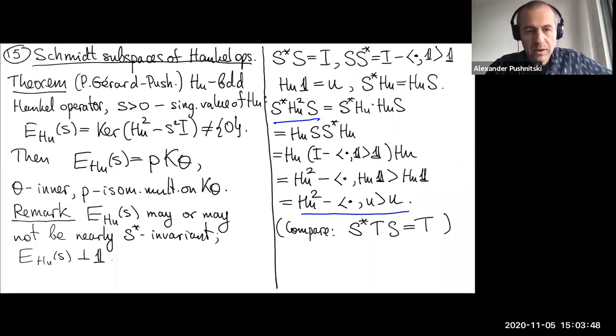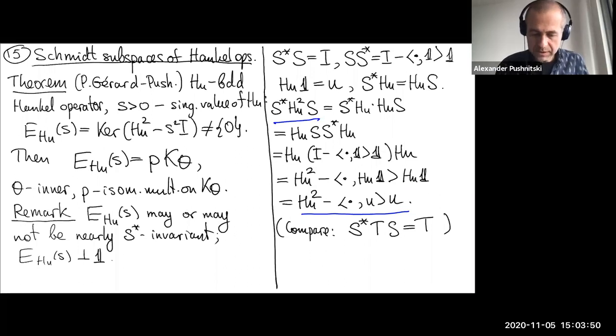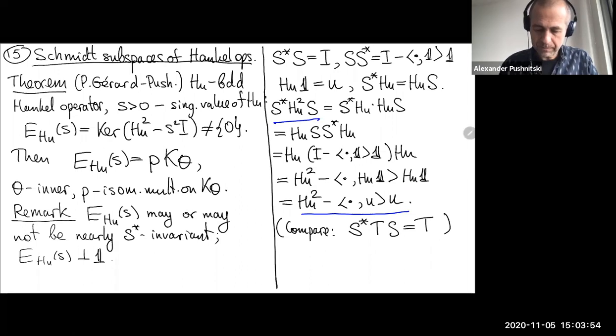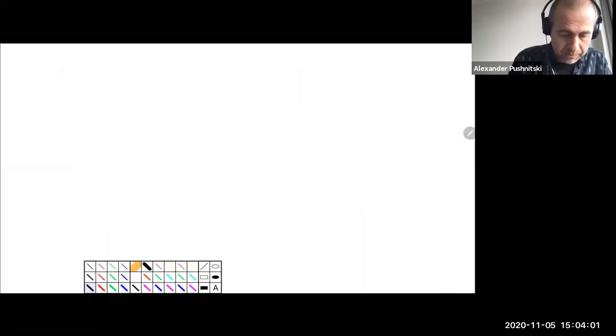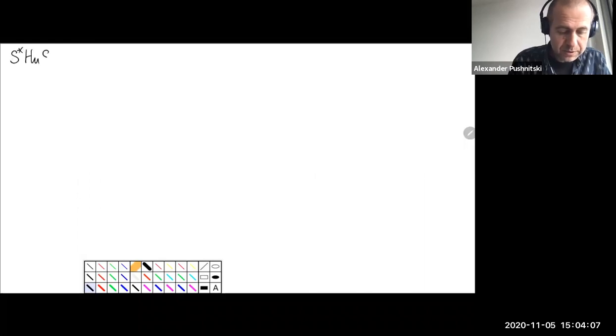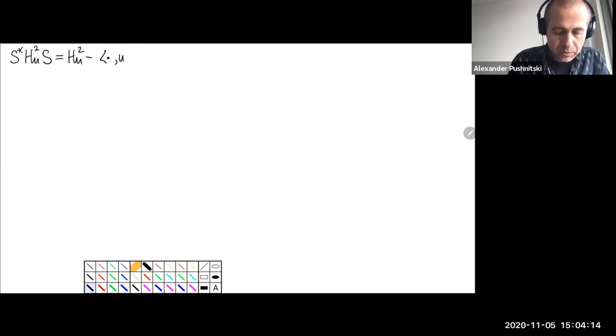Okay, so I need to develop this identity a little bit more. So let me move to the next page. So I will repeat what I've just had here on the previous page. So I had S star HU S HU squared S equals HU squared minus dot U.